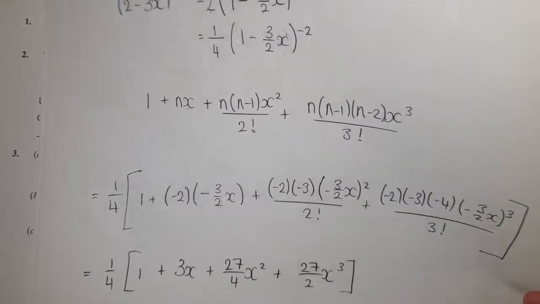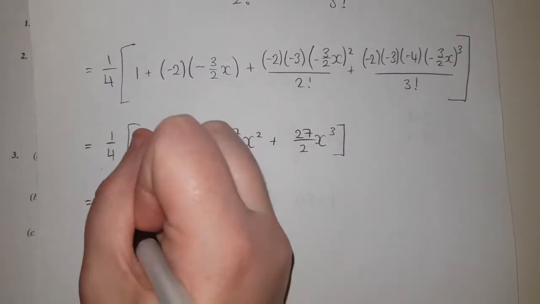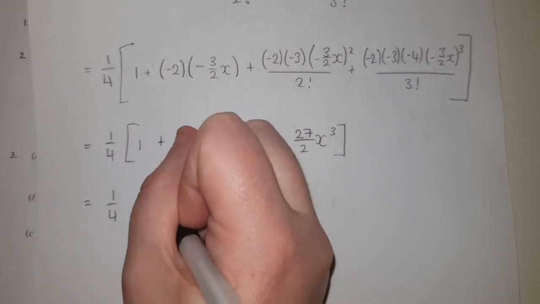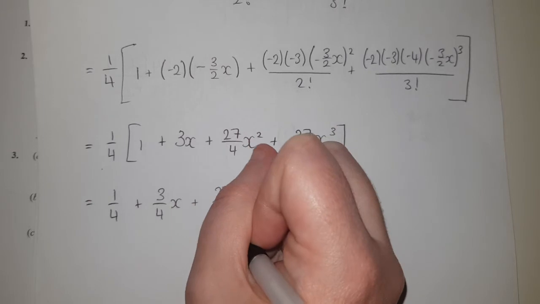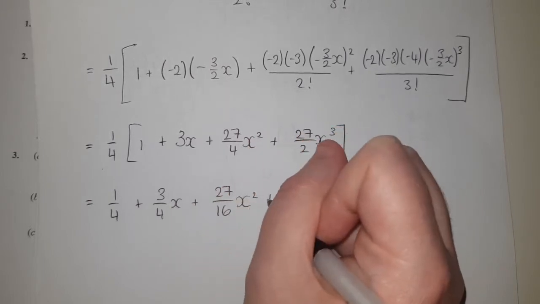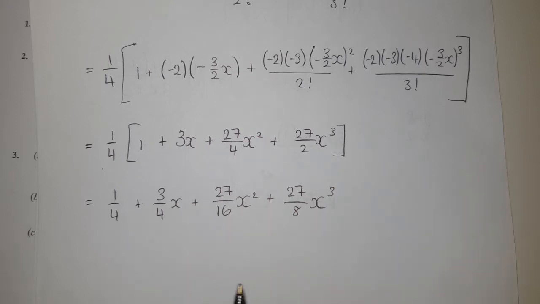And the last bit you need to do is multiply all the way through by a quarter to get our final result. So I get a quarter, 3/4 of x, 27/16 x squared, and 27/8 x cubed. So you've got all of your terms from expanding your binomial.